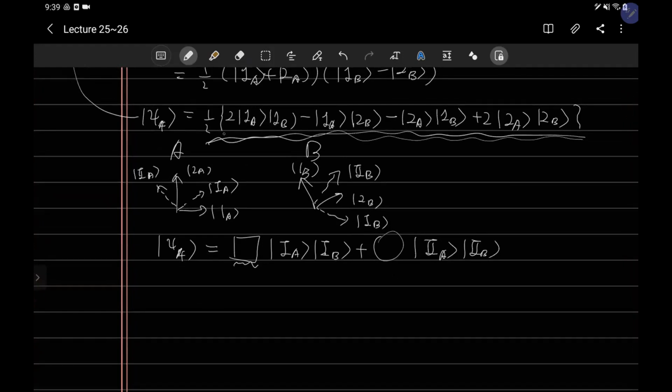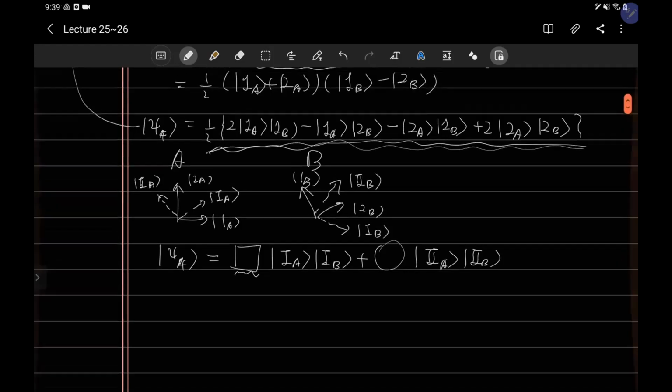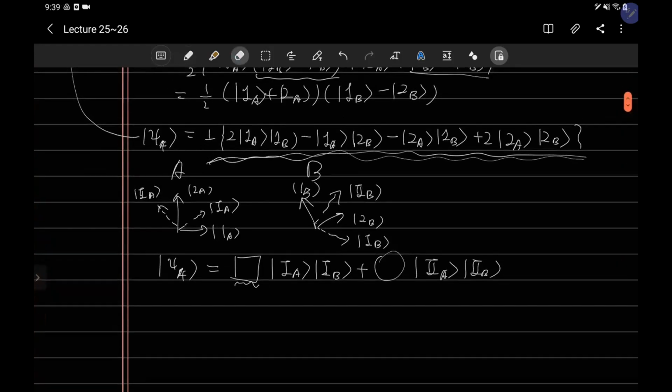Here I forgot to use the square root of 10, because to properly normalize, it should be 10. Yes. This is a square root of 4 plus 1 plus 1 plus 4. So it should be a square root of 10. Sorry about that.